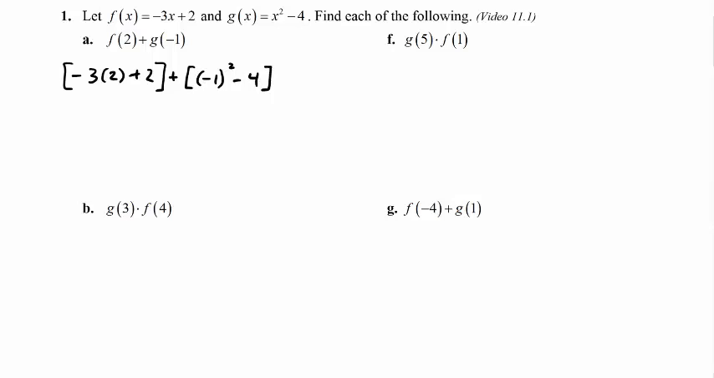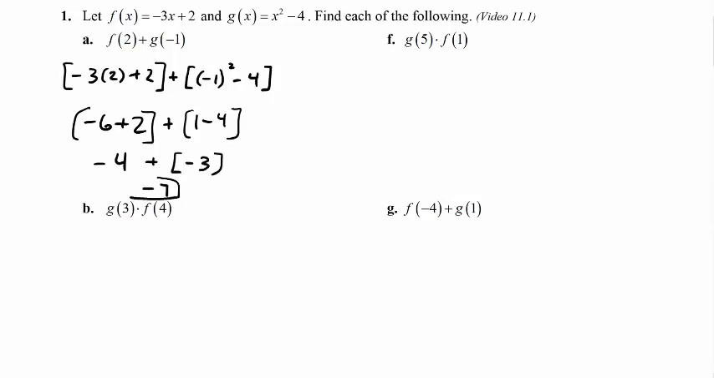So inside here we've got negative 6 plus 2, and then here we've got 1 minus 4. That gives us negative 4 plus negative 3, and the result is negative 7.